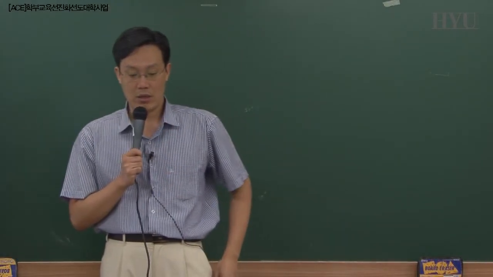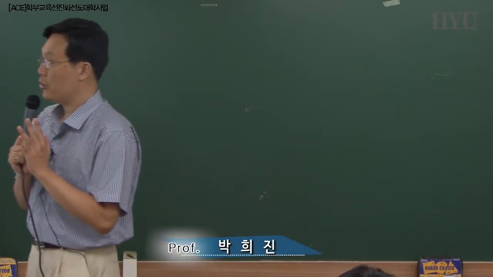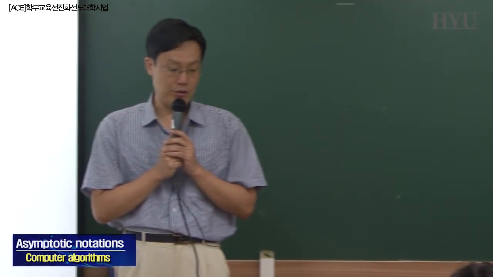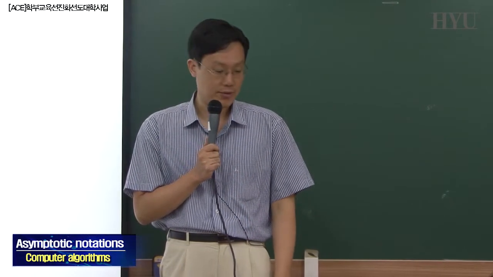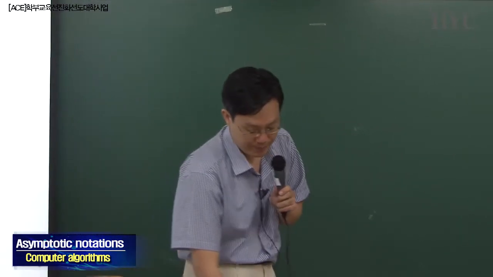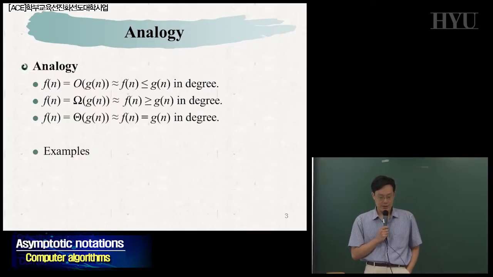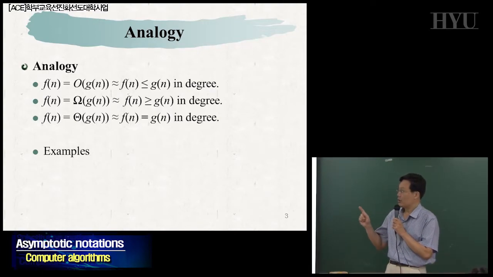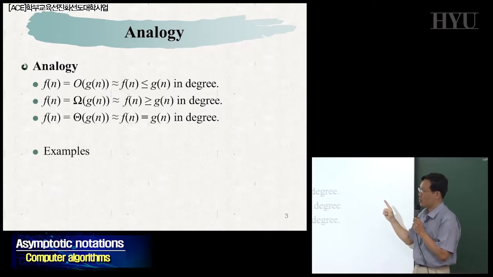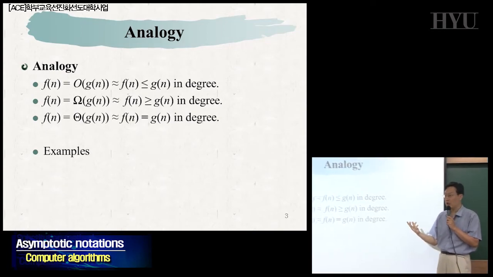I'll explain asymptotic notations. They are big O notation, omega notation, and theta notation. And there are some other types of notations too, but I briefly introduce them. Look at this one.